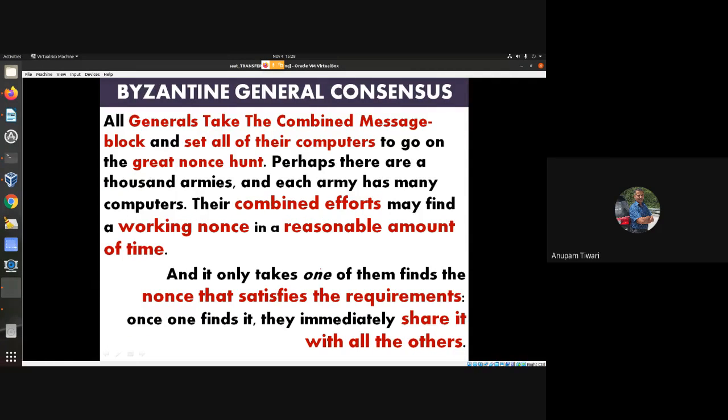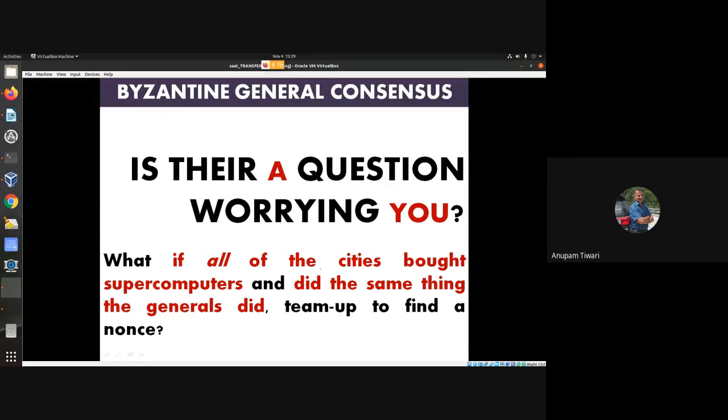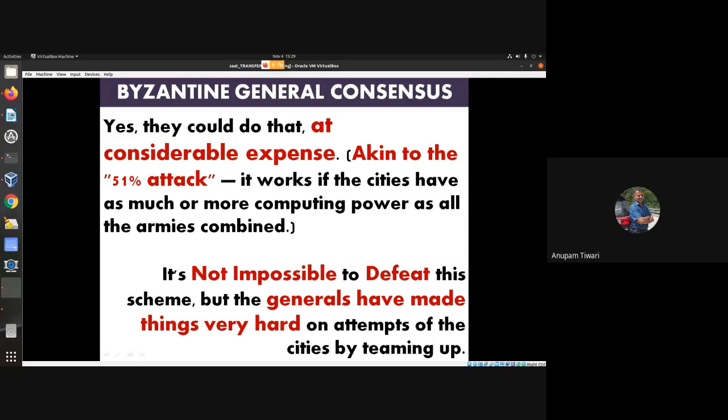So all generals do their computational part, their combined efforts. Now they have got a working nonce, which has a peculiar characteristic: when added to the transaction message, they will get a hash which is prefixed by that number of zeros. Now I'm sure, if you are able to assimilate this, there will be a question: what if all the cities bought supercomputers, did the same things the general team did, and teamed up to find a nonce? Yes, it is possible.